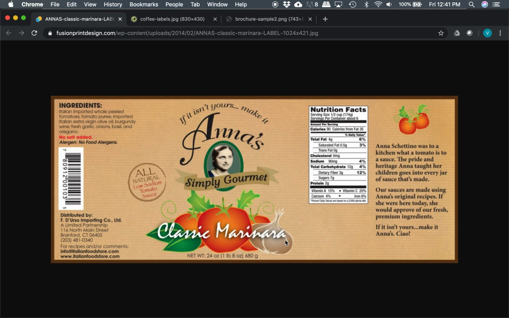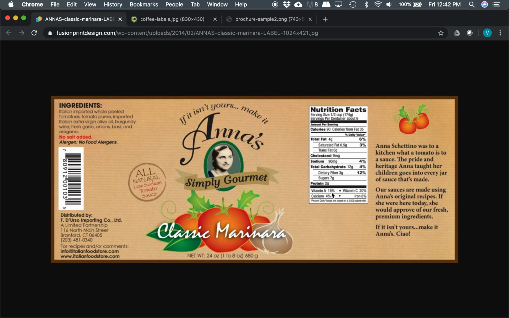The classic marinara down here with the how many ounces and stuff. If it isn't yours, make it. It's all right. That kind of starts to get a little bit busy there, but it kind of fits with the logo there. Nutrition facts are all about proximity.